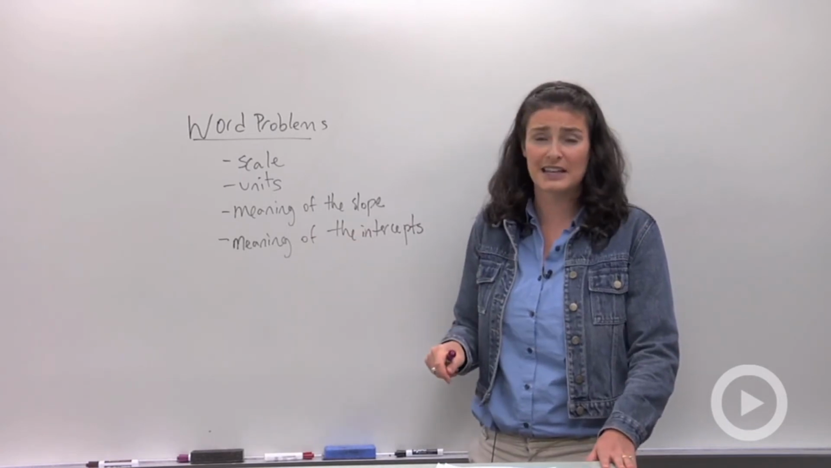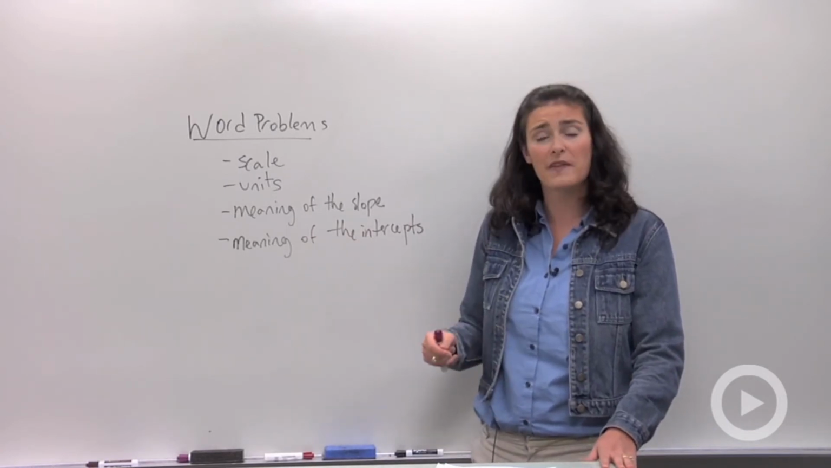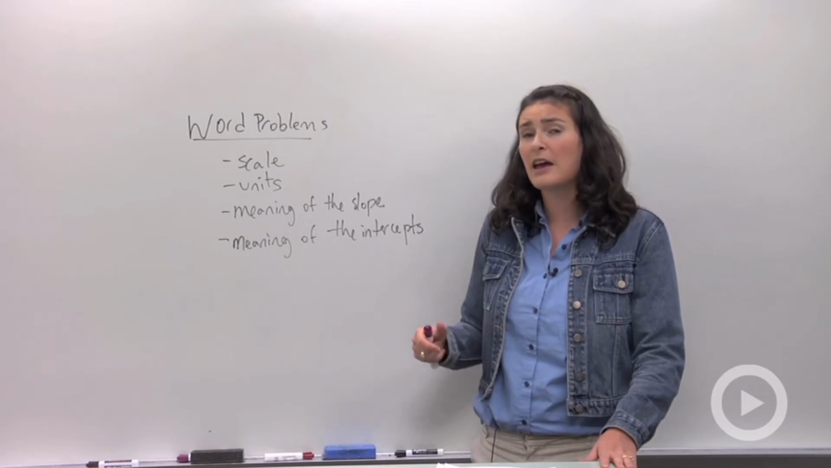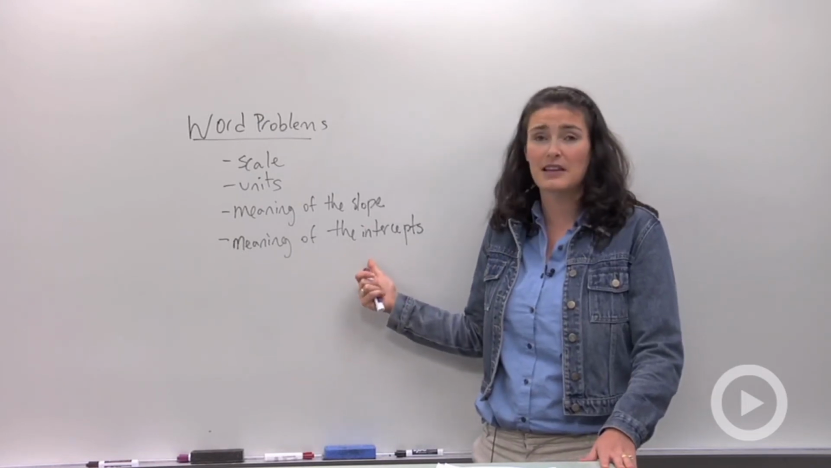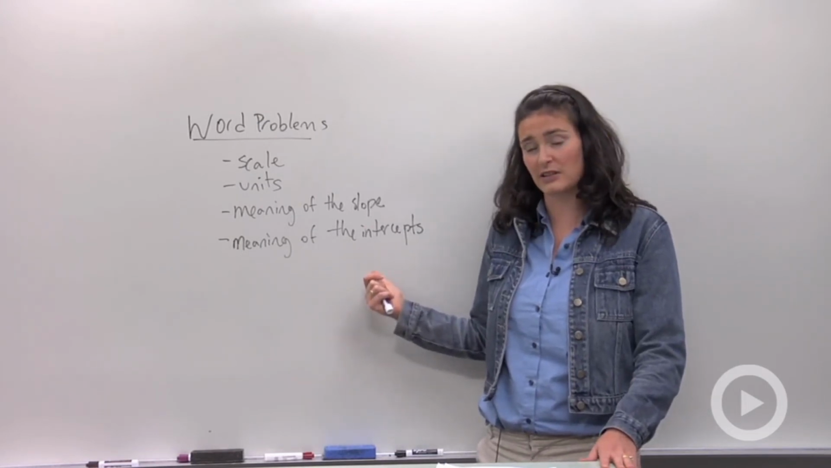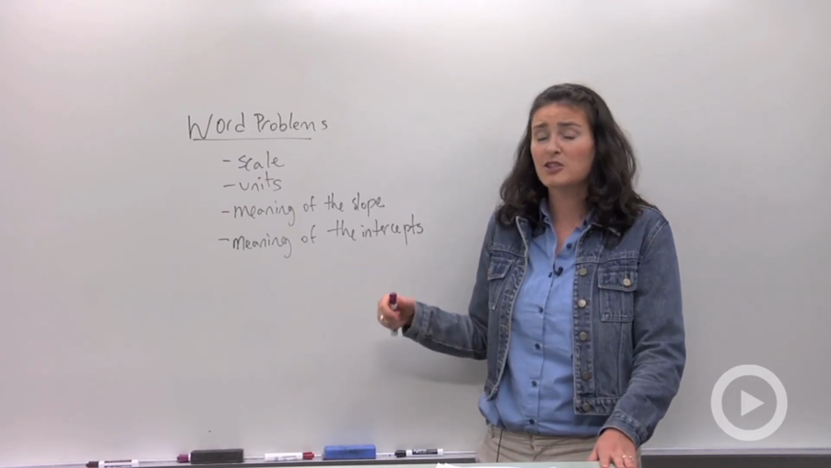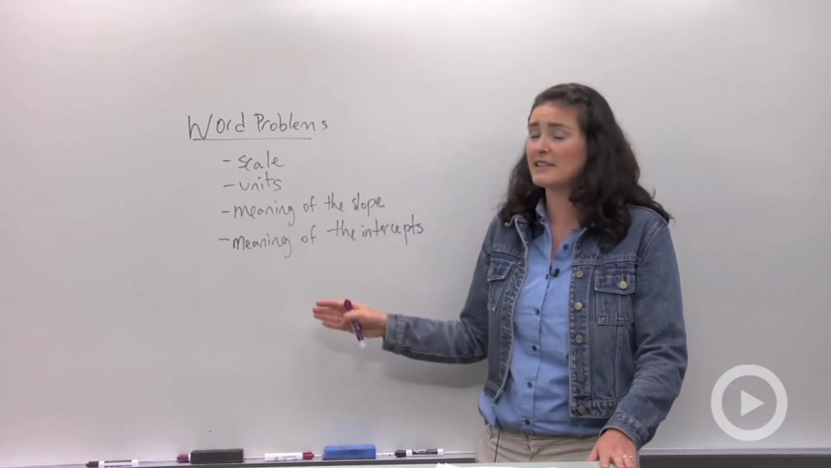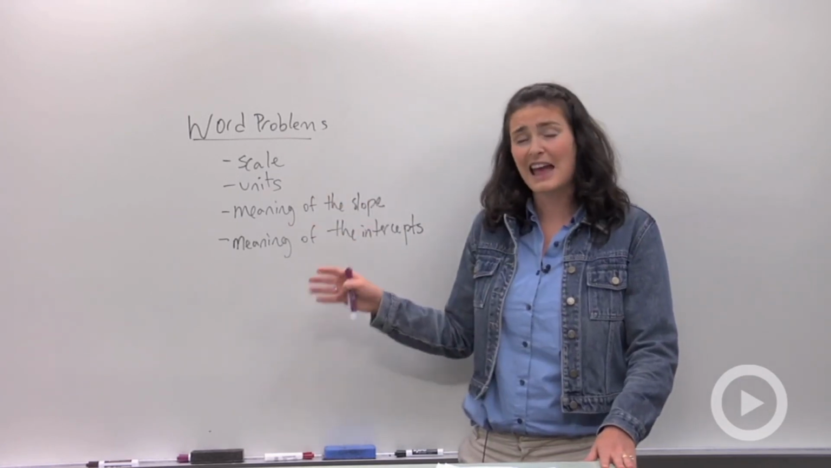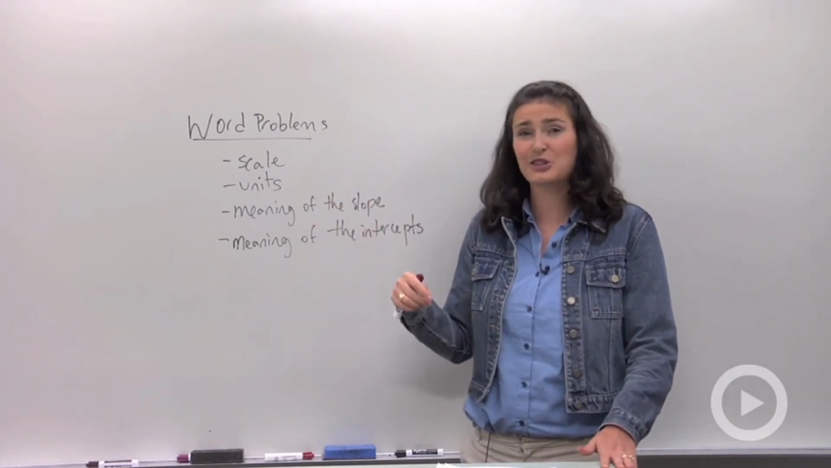Another thing I want you guys to keep in mind is the intercepts and what the intercepts mean on a graph. Keep in mind, an x-intercept means the y quantity is equal to 0, and a y-intercept means the x quantity is equal to 0. So when you're looking at graphs, all of these things are really important to keep in mind, and it'll help you connect this math to the real world.